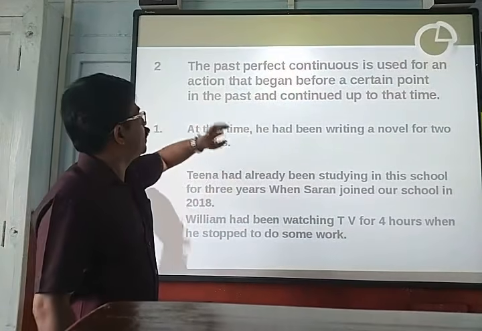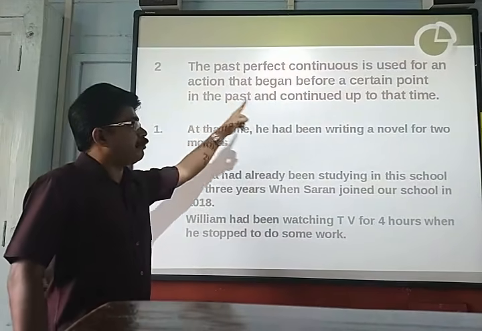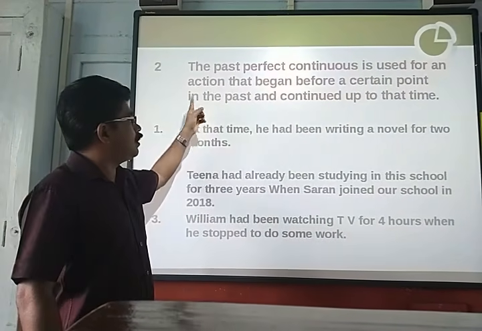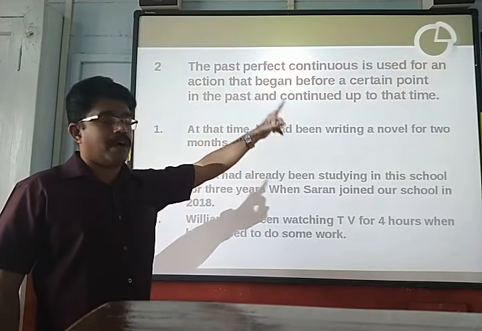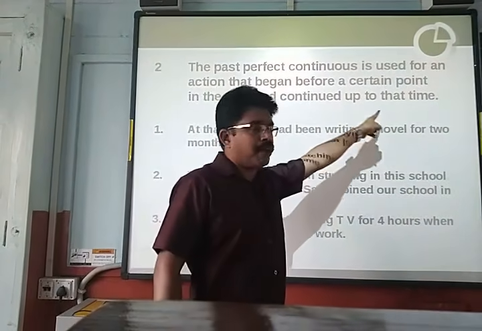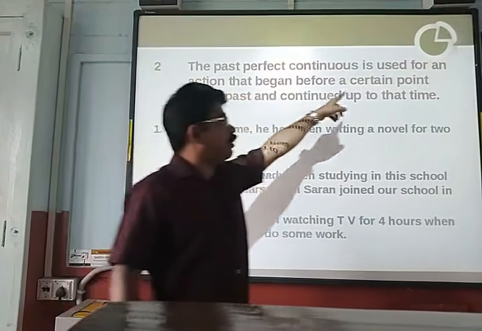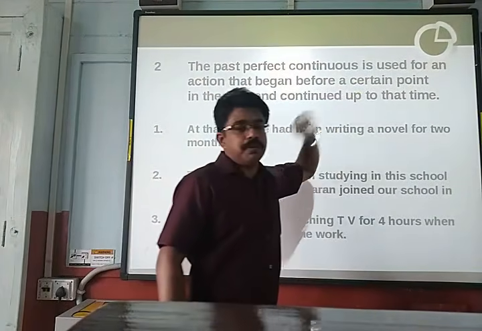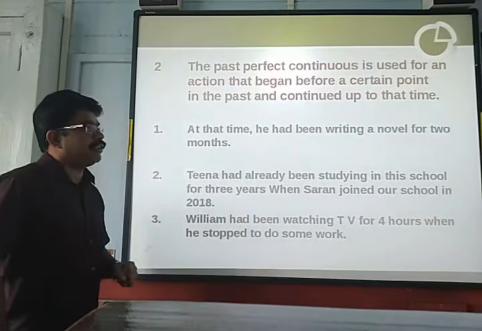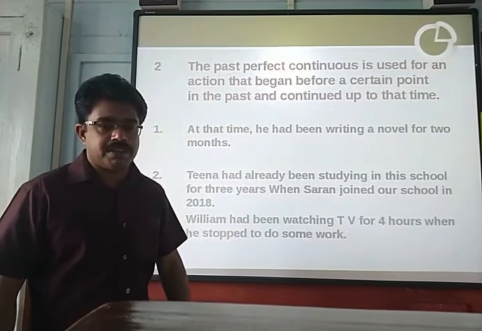So we have to take this once again. The past perfect continuous tense is used for an action that began before a certain point in the past and continued up to that time. So here we have to see "continued up to that time" and "began before a certain point". This one and this one. There are 2 points we have mentioned there: a certain point in the past, and continued. What does that mean?